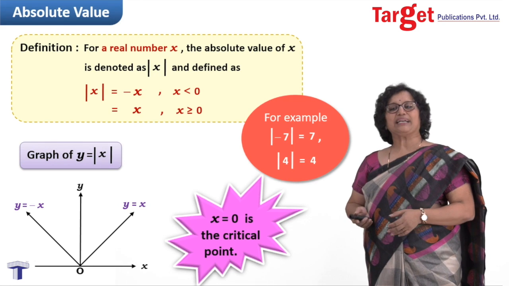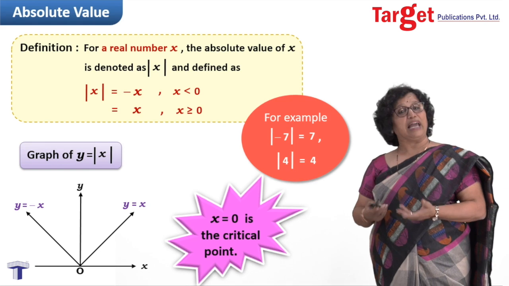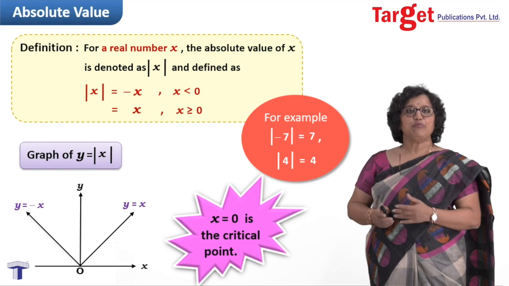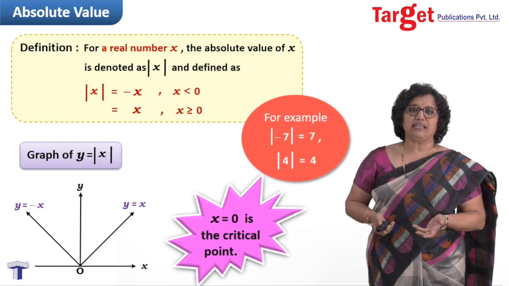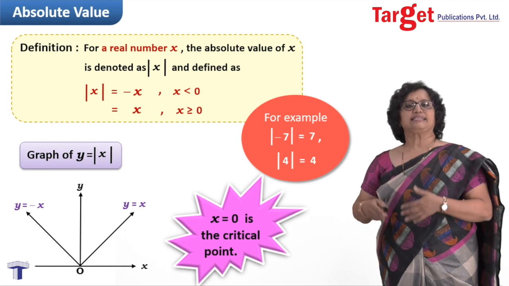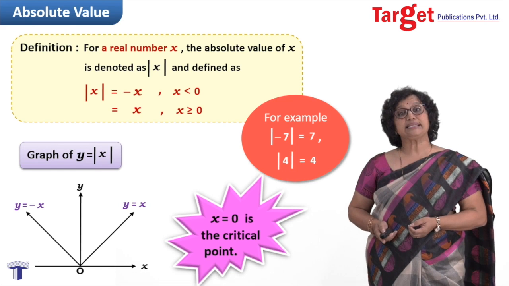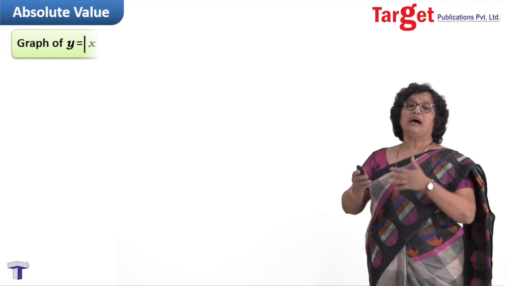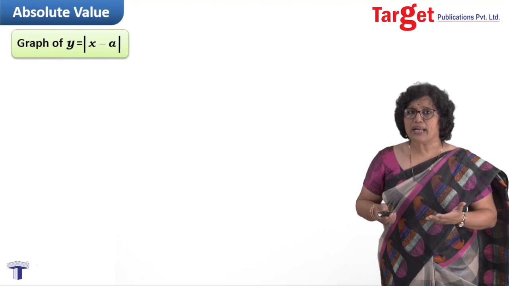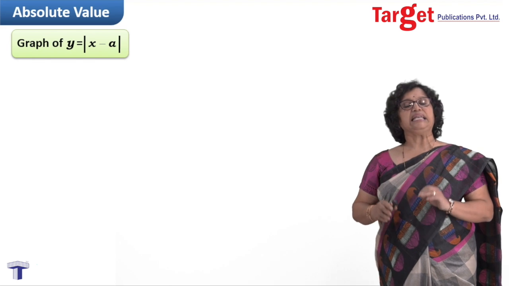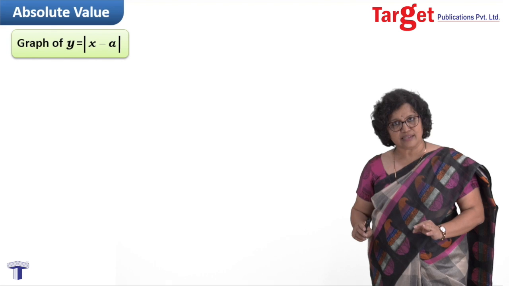Now, do we expect ourselves to be so fortunate that every time we will be getting y equal to absolute value of x, which seems to be comparatively simple? So instead of that, let us take that someone gives me y equal to absolute value of x minus a. Then I have to draw a graph of y equal to absolute value of x minus a. Why do I draw a graph?